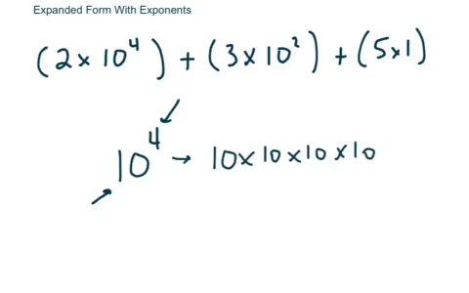A very common 5th grade mistake would be, oh, 10 to the 4th power is 10 times 4, that's 40. No, actually, that would be 10 times 10 times 10 times 10. So you get 100. 100 times 10 is 1,000. 1,000 times 10 is 10,000. So the actual answer to this is 10 to the 4th power is 10,000.